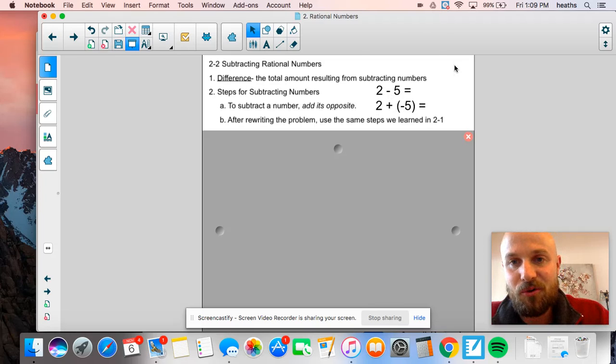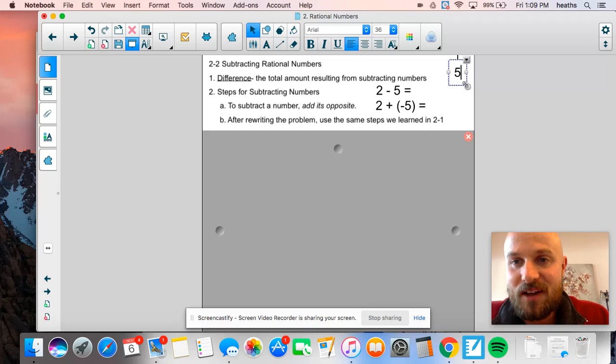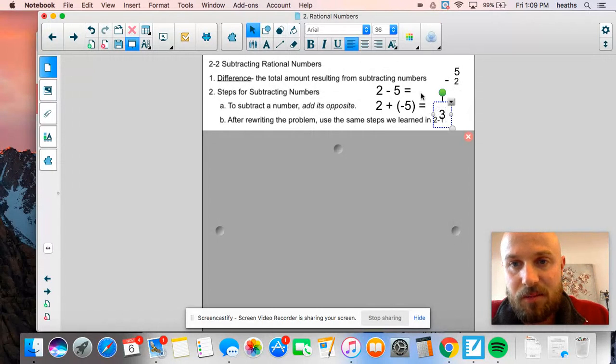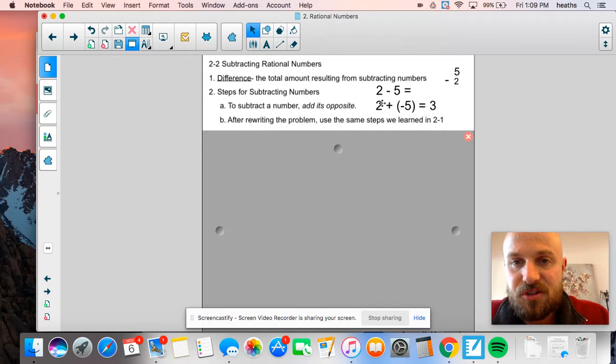So I know the rule is to subtract their absolute values. 5 and 2. And remember, we're subtracting their absolute values because they're different signs. 5 minus 2 I know is going to become 3. And then what number's bigger, 2 or 5? I know that 5 is bigger and 5 is negative, so our answer is going to be negative.